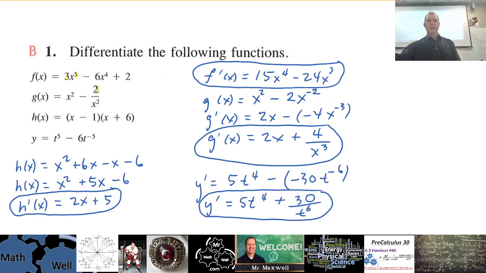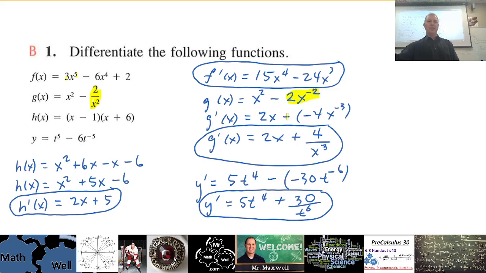The second one is going to be, what we're going to want to do is view this term right here as a regular old term with a negative exponent. So you can use the power rule. Okay? So I rewrote that. And then take the derivative.